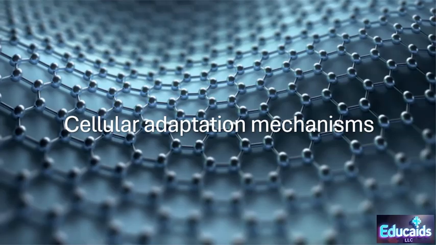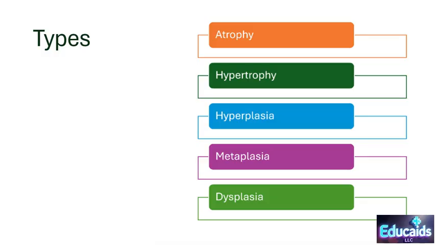Cellular adaptation mechanisms. So we've got four main types. We've got atrophy, hypertrophy, hyperplasia, metaplasia, and dysplasia.